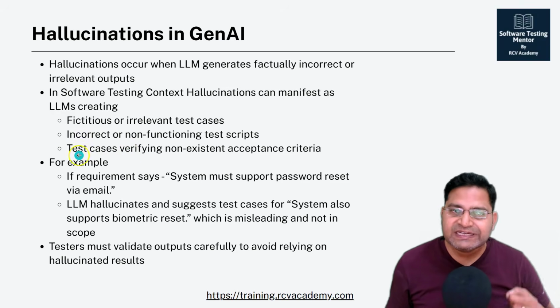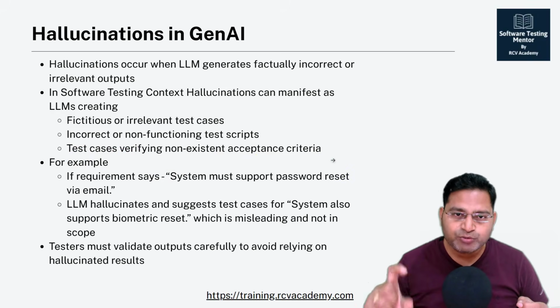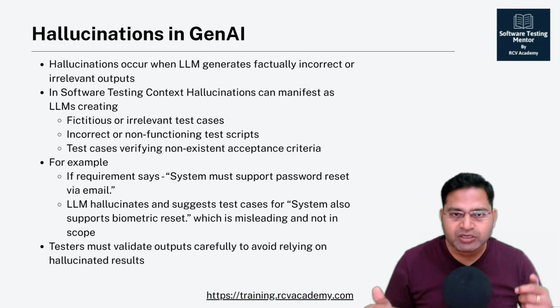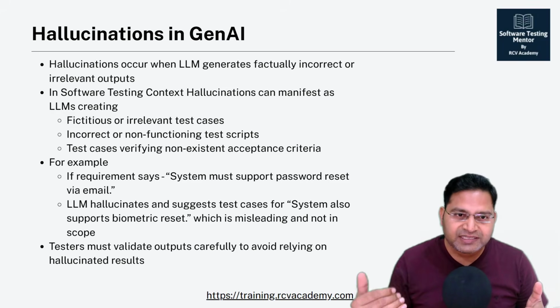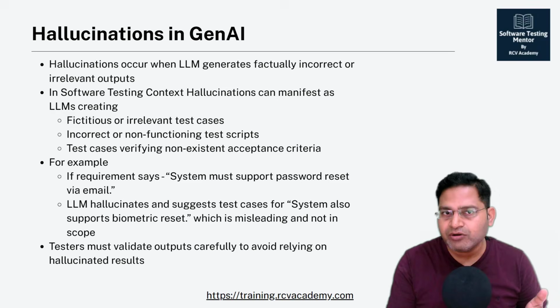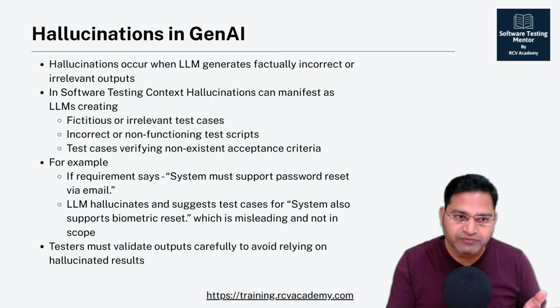Another example could be a test case verifying non-existent acceptance criteria. For example, you specified a user story, and certain acceptance criteria were there. The LLM added a couple more acceptance criteria, or just assumed a couple more, and provided you test cases based on those acceptance criteria as well, which is basically not required, right? These are some of the cases of hallucination.